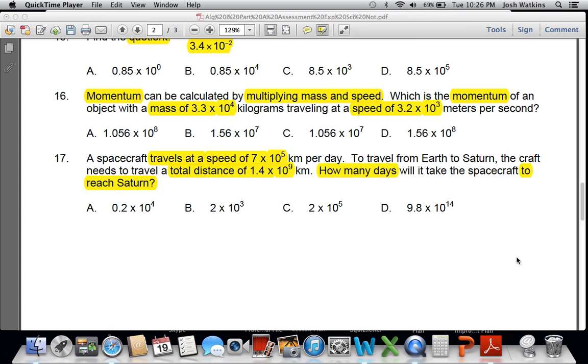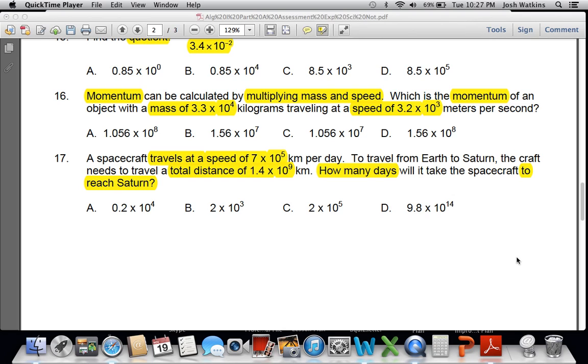And lastly, number 17. A spacecraft travels at a speed of 7 times 10 to the 5th kilometers per day. To travel from Earth to Saturn, the craft needs to travel a total distance of 1.4 times 10 to the 9th kilometers. How many days will it take the spacecraft to reach Saturn?